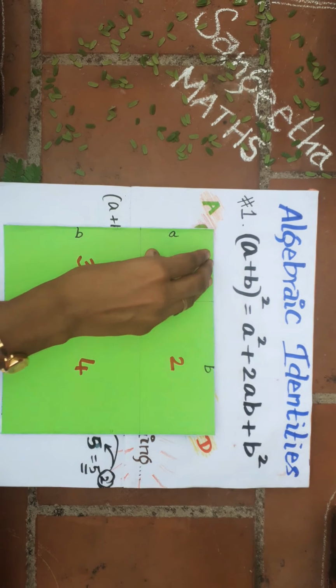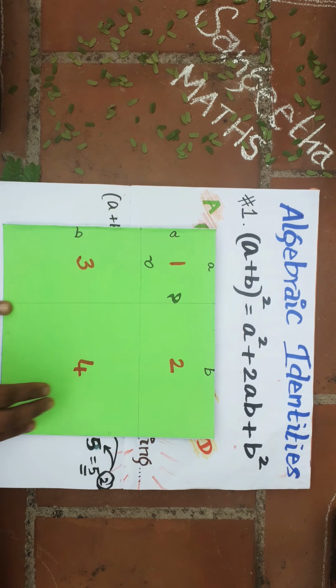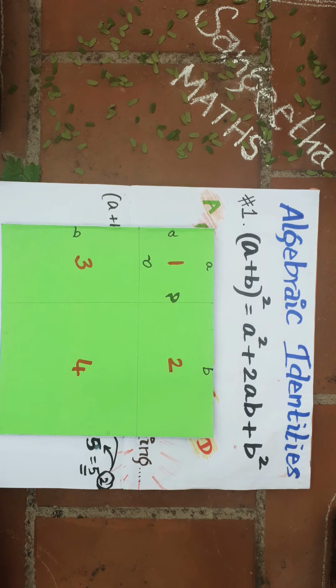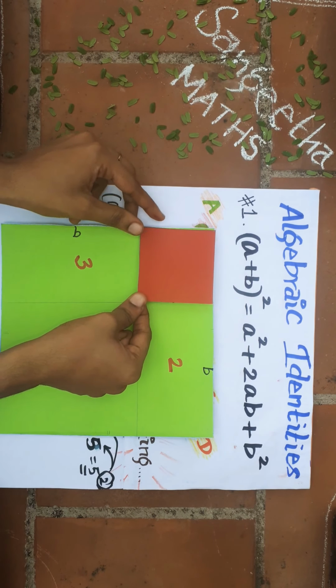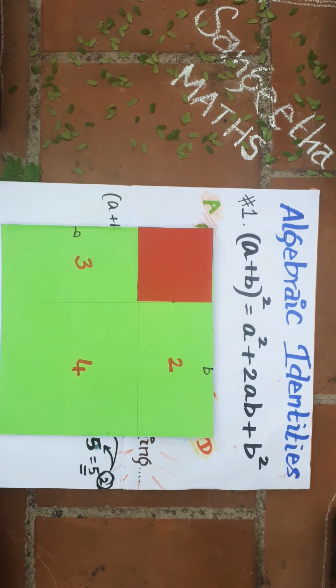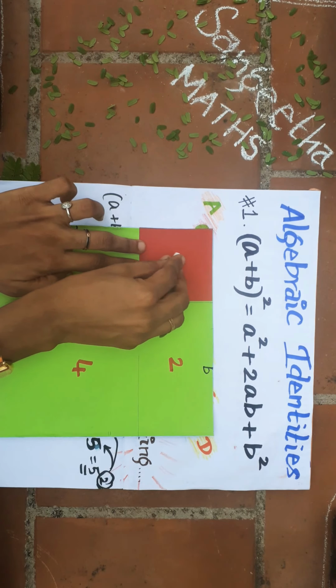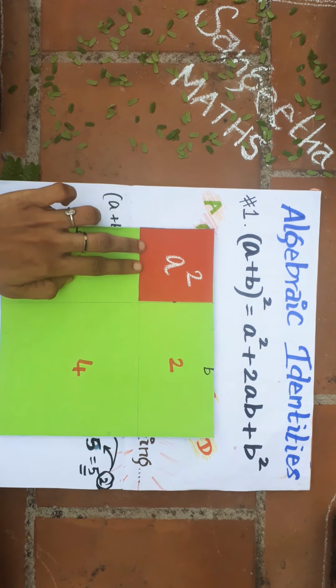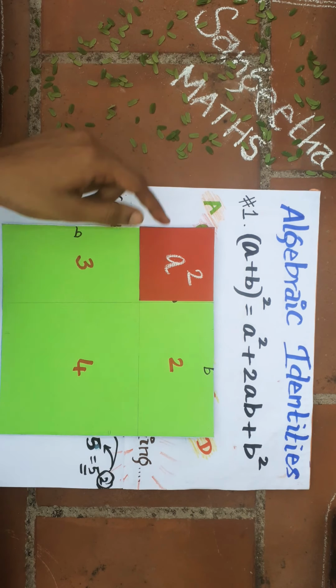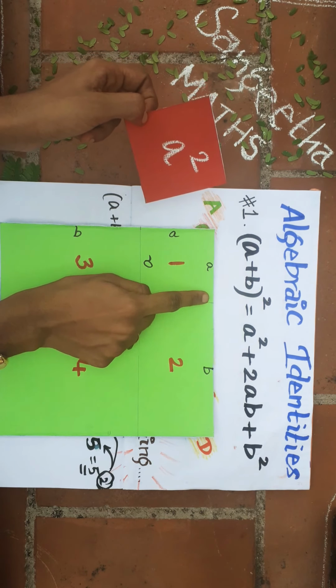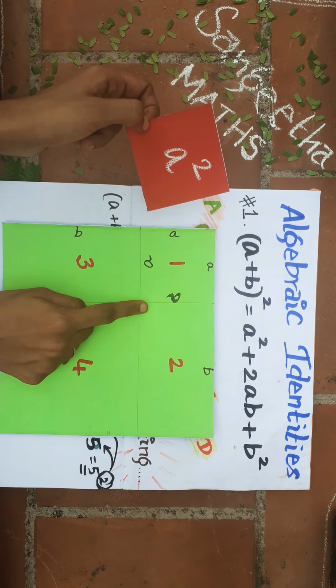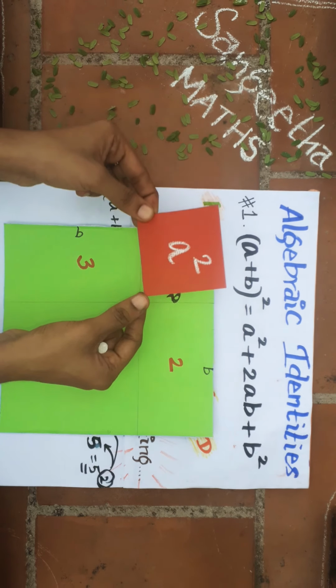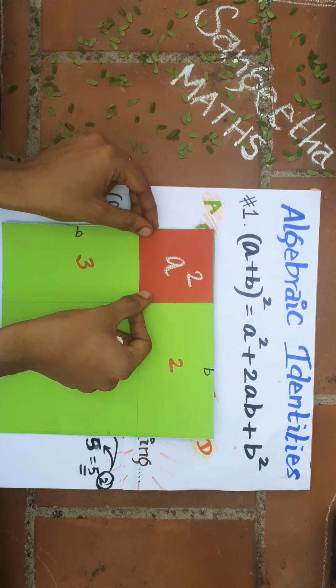What is the area of all these parts now? So let's start with this. We all know this is a square and all the sides are A. So if I place it over here, this area is nothing but A square. What is the area over here? It is A square because the side is A. So A into A, side into side, side square, which is A square.